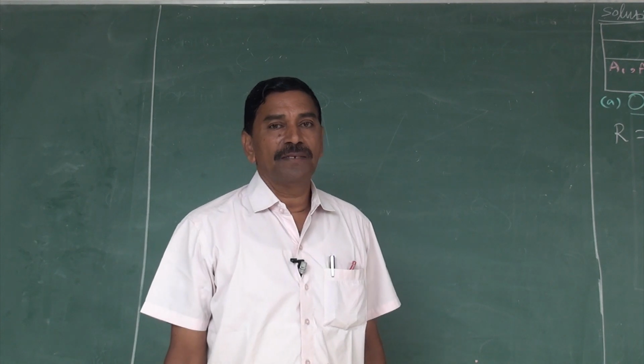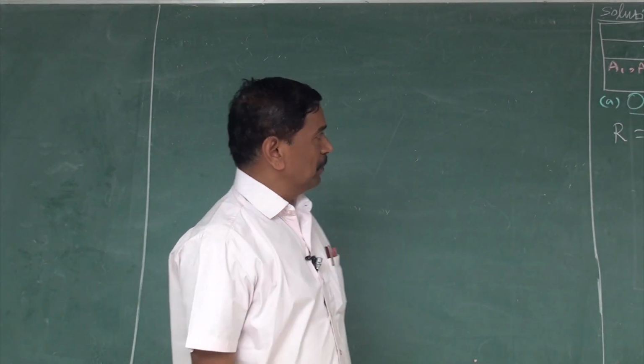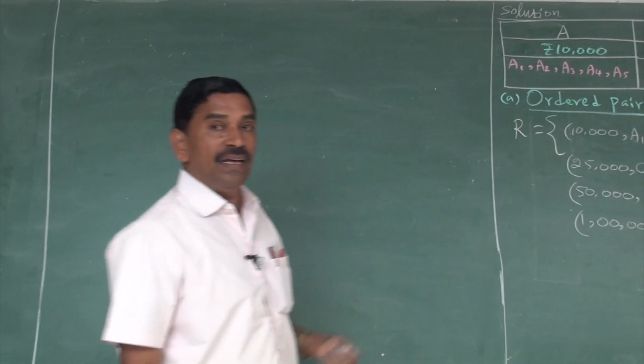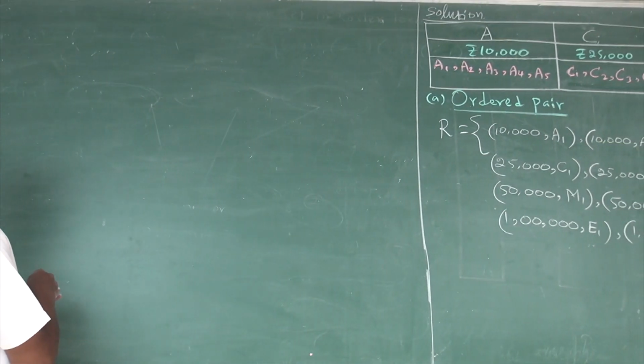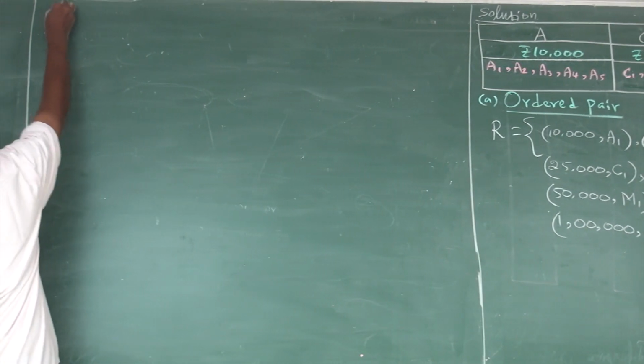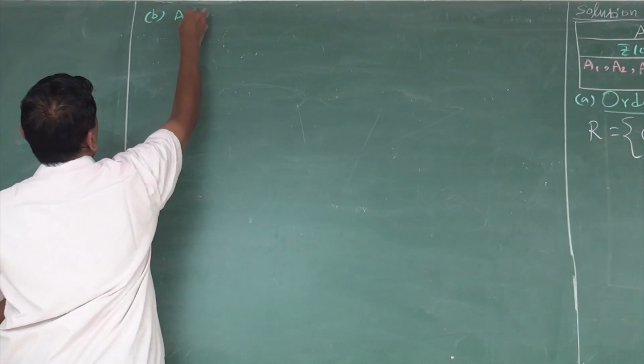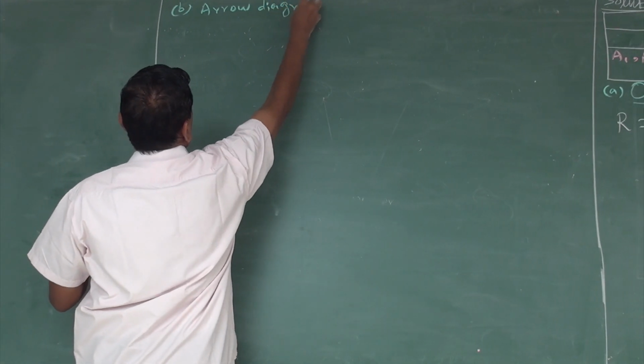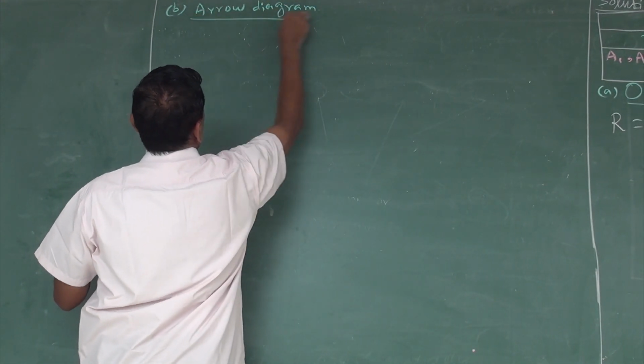The second part is an arrow diagram. So first was the ordered pairs, next is the arrow diagram. Listen, the topic is Part B, arrow diagram. Okay, arrow diagram.